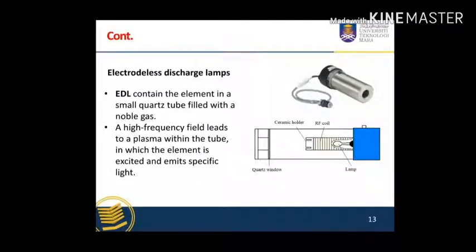Meanwhile, the EDL contains the element in a small quartz tube filled with a noble gas, argon. A high frequency field leads to a plasma within the tube, in which the element is excited and emits specific light. So this is the picture of the EDL lamp. Basically, the purpose of all these lamps is to provide light which has the same characteristic wavelength as the metal vapor or metal of the analyte.